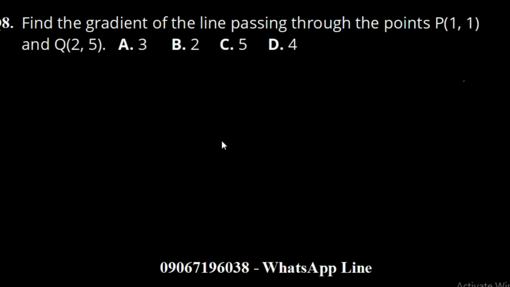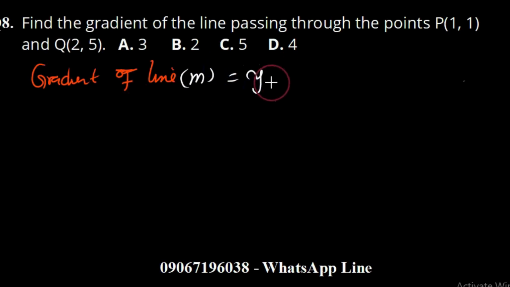And finally, let's look at this question now. Find the gradient of the line passing through the point. Now, remember that the gradient of a line m is given as y2 minus y1 divided by x2 minus x1.